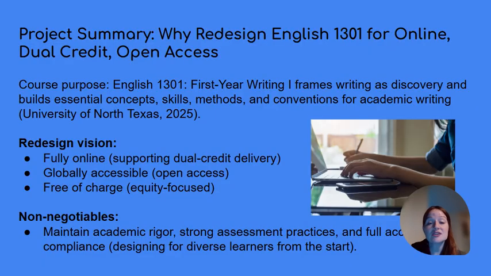So, in the project summary, why did I decide to redesign English 1301 for online dual credit and open access? Because it's a really important foundational writing course. The first year of Writing 1 frames writing as discovery and builds essential concepts, skills, methods, and conventions for academic writing, according to the University of North Texas 2025.